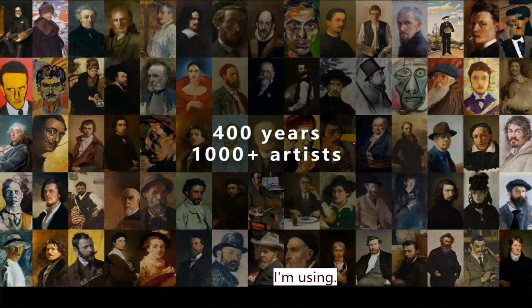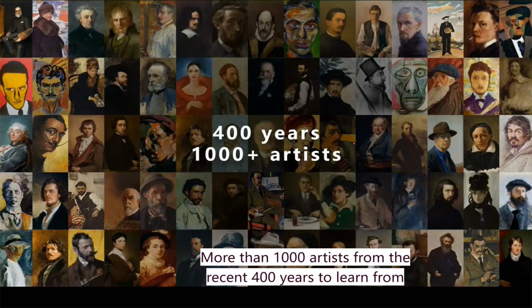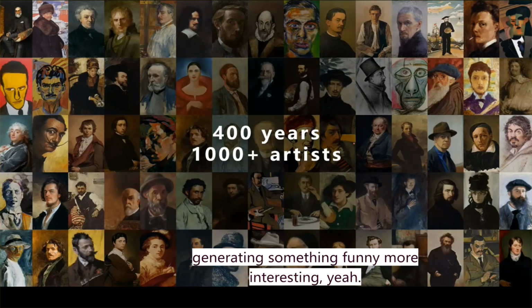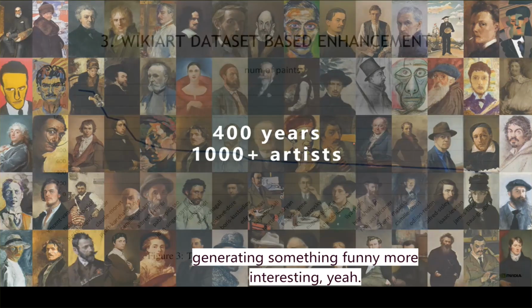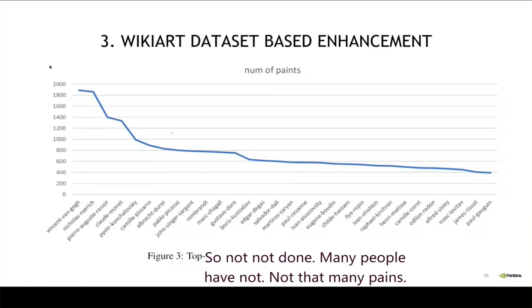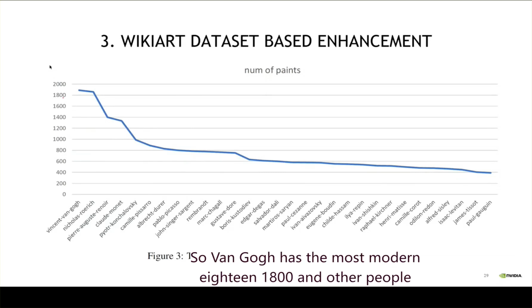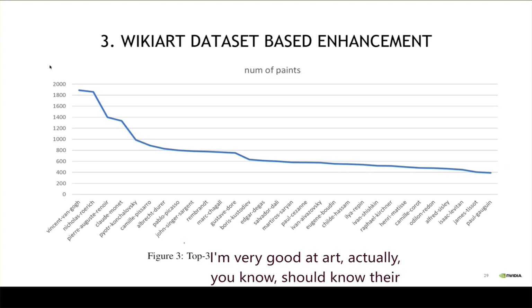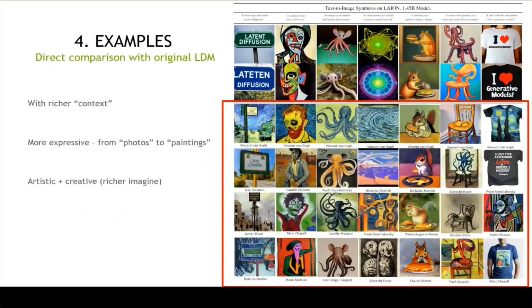I'm using more than 1,000 artists from the recent 400 years to learn from them, instead of generating photo-style images. We are generating something funny, more interesting. Not that many people have that many paintings. Van Gogh has the most, more than 1,800, and for other people, I'm not familiar with them, but if you are very good at art, you should know their names. So these are examples.